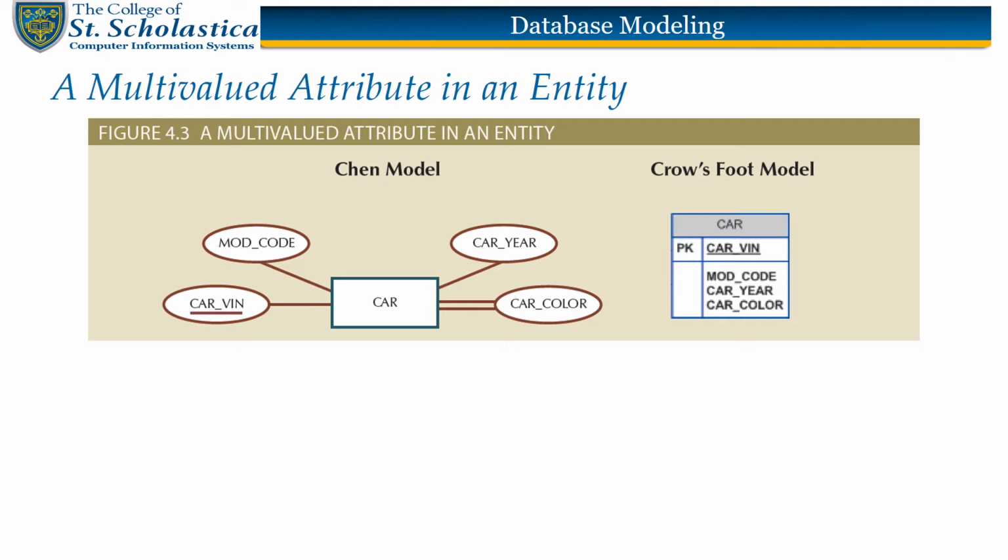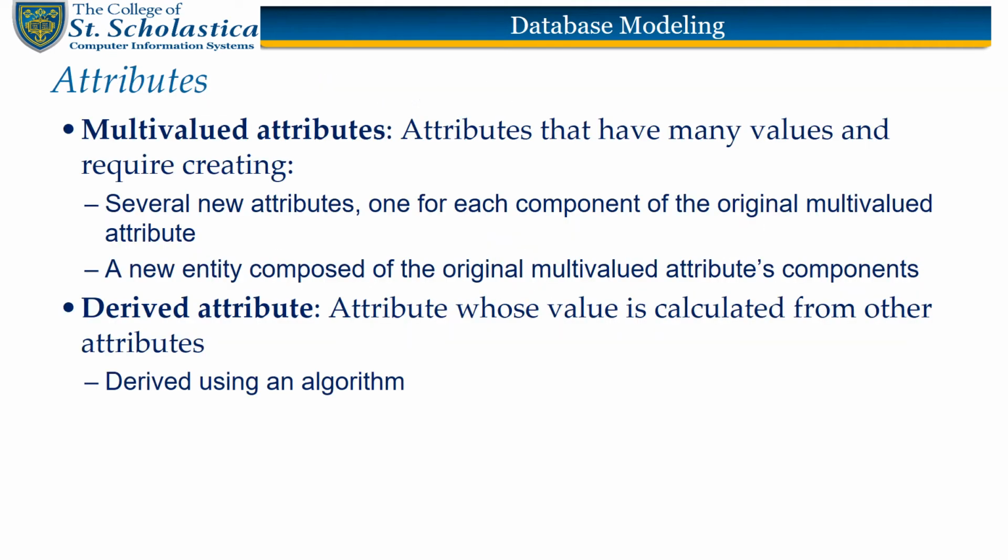The car entity's foreign key, FK, has been typed as mod_code, which is listed purposely at the top of the attributes in the entity. Multi-valued attributes are attributes that can have many values. For instance, a person may have several college degrees. A household may have several different phones, each with its own number.